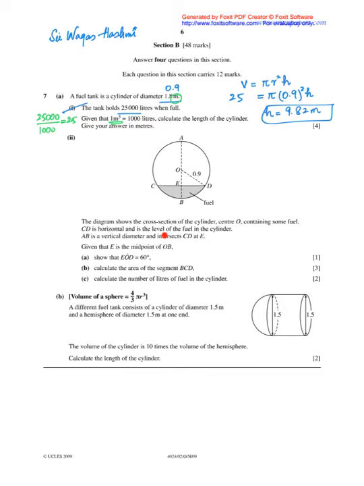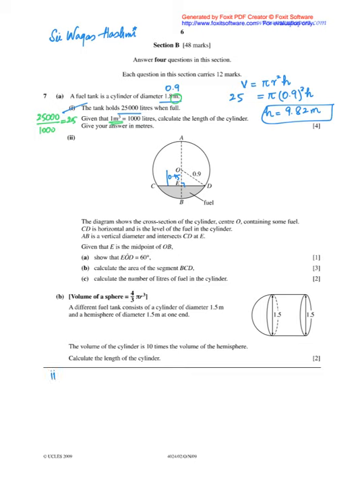CD is horizontal and is the level of the fuel in the cylinder. AB is a vertical diameter and intersects CD at E, this point. Given that E is the midpoint of OB, show that EOD is 60 degrees. The first thing, we know that from O to B the length is 0.9 because that is the radius, right? So from O to B the length we have is 0.9. So from O to E, which is exactly half, that will be 0.45, right?